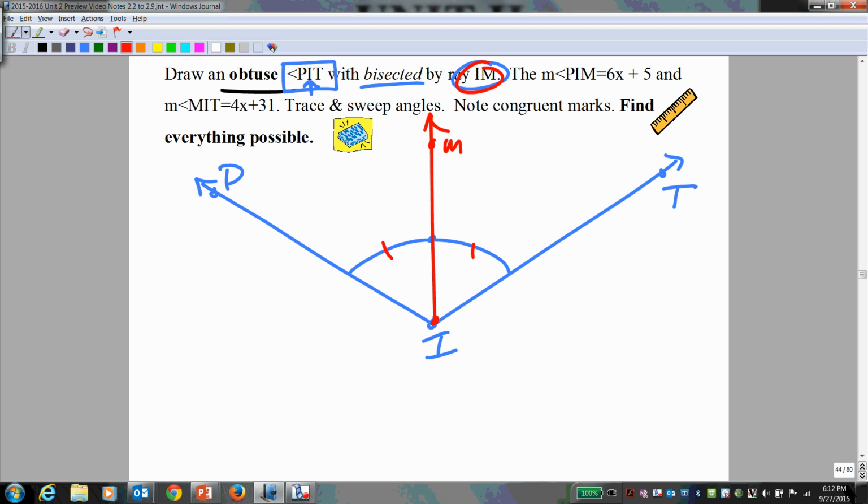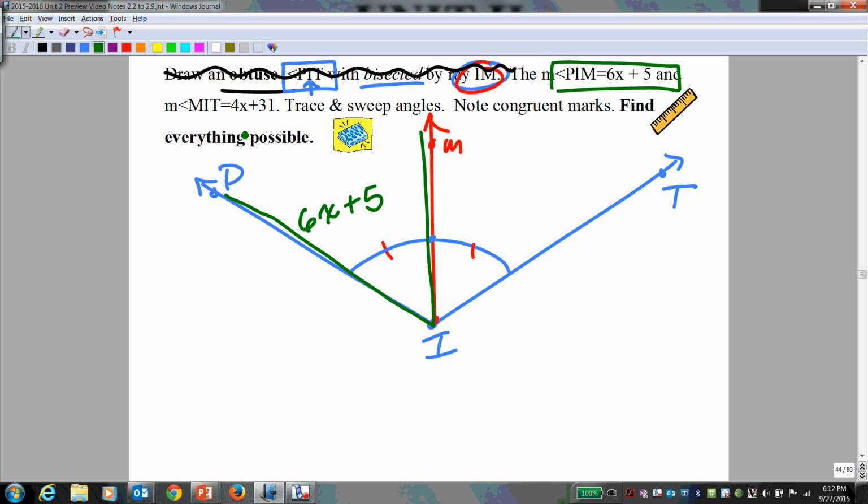Now, as you draw stuff, cross it out. Get in the habit of doing that. That way your brain says, I've got something accomplished. The measure of angle PIM, trace P, IM, trace, please. And the measure of angle MIT, trace M, put your pencil on M. Actually put your pencil on your paper, please. IT.